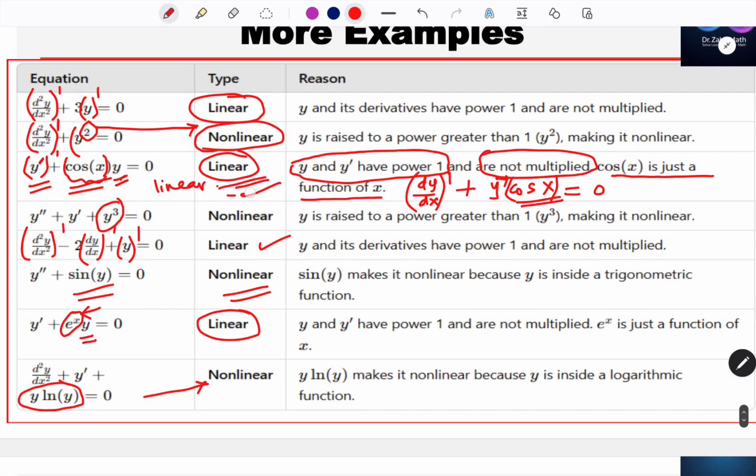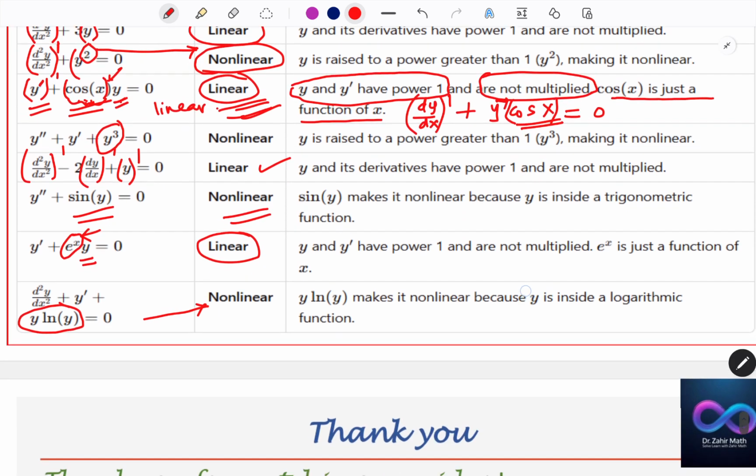Let me come back to this question. This question is linear. Why? Because it is cosine x, not cosine y, so it involves the independent variable. Therefore it is a linear function.